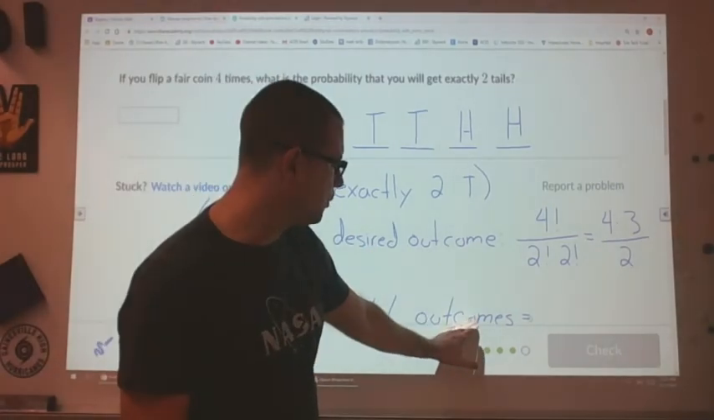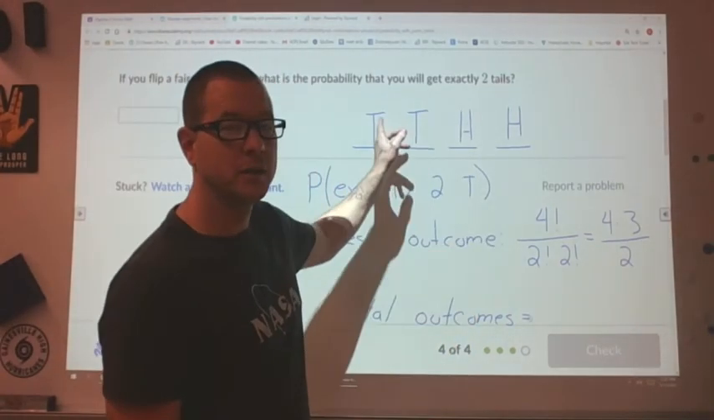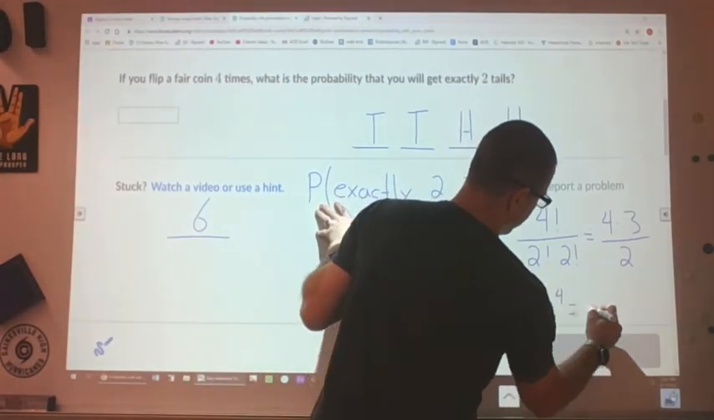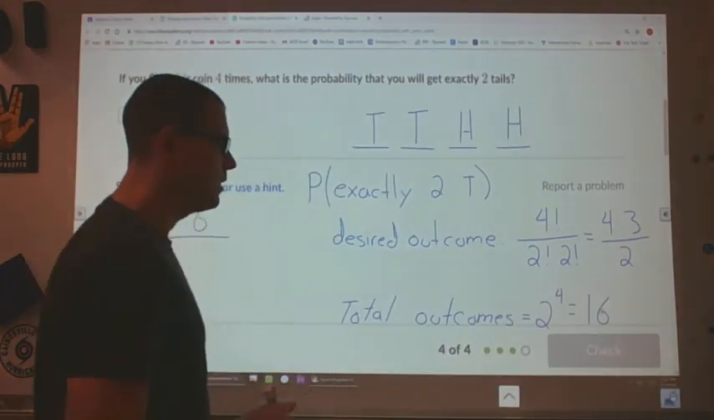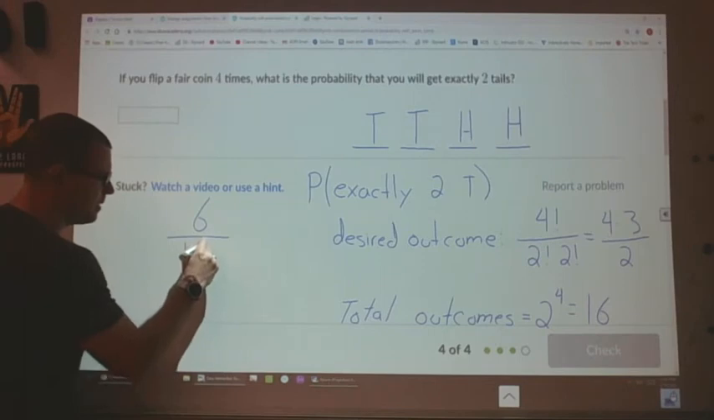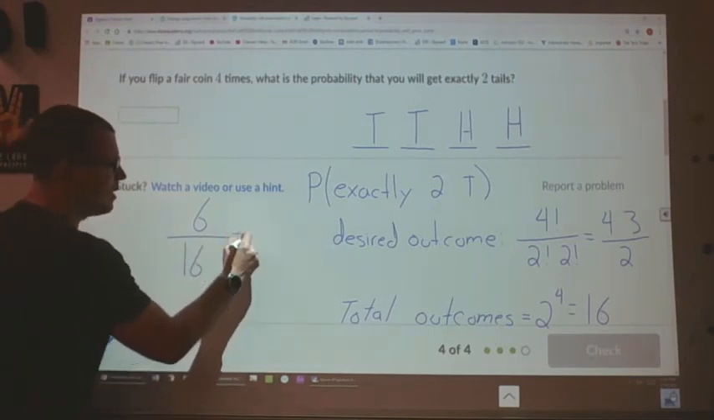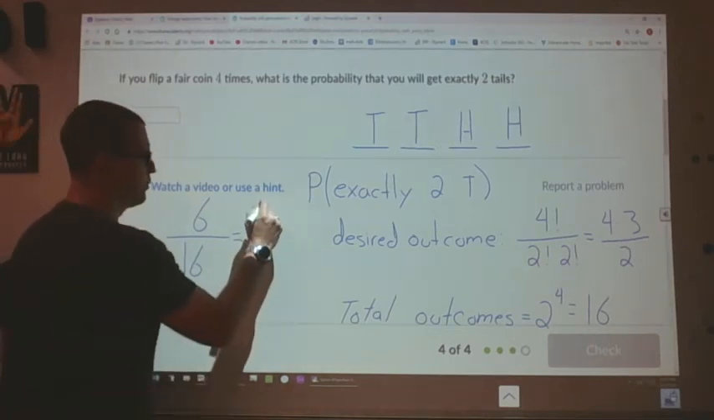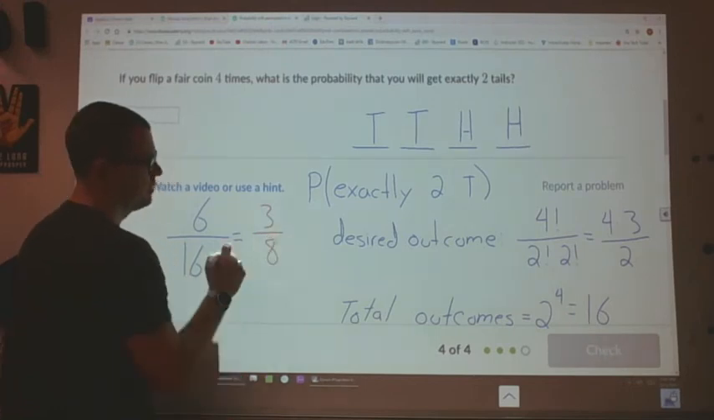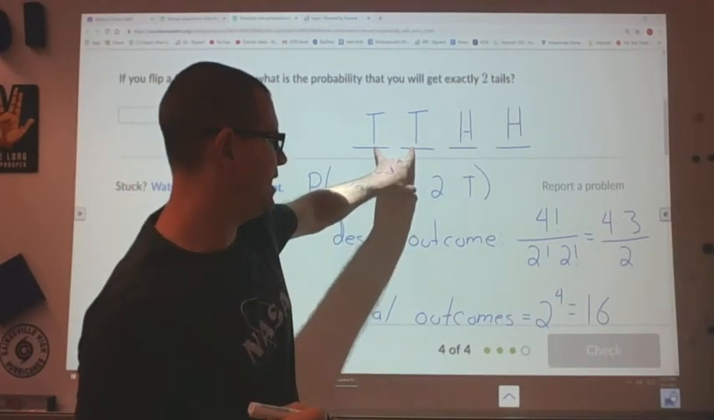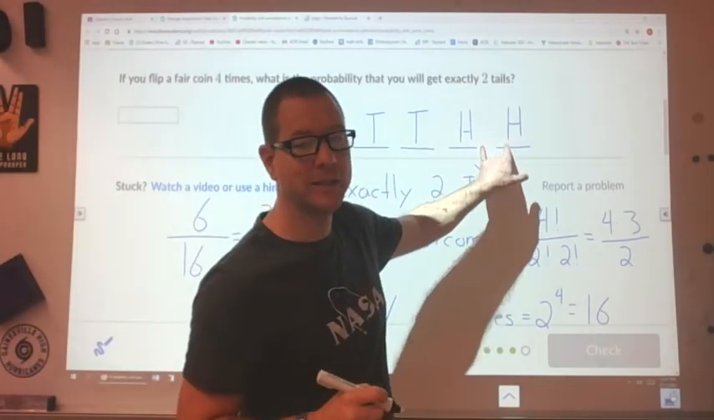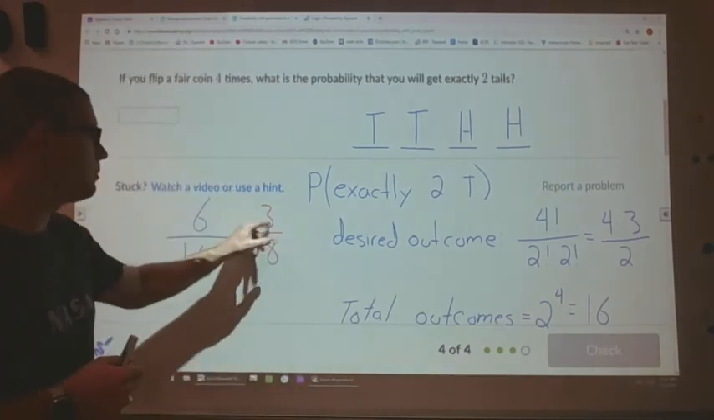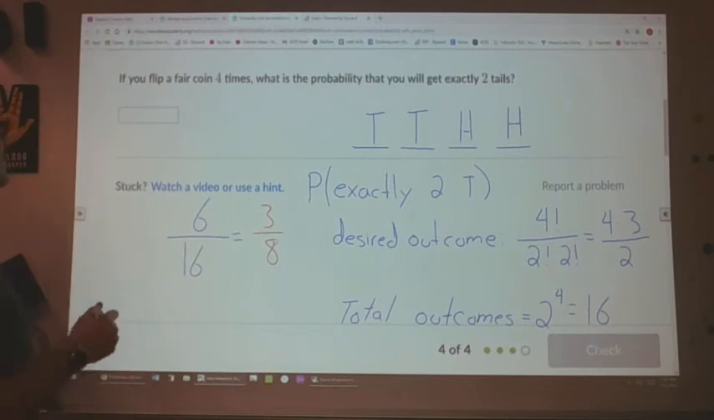So to find the total number of outcomes, we're just going to multiply those together. 2 times 2 times 2 times 2, or 2 to the 4th, which is 16. 16 total outcomes, 6 of them will give me the desired outcome of exactly 2 tails. And so we can reduce that to 3/8. So even though we want exactly 2 tails and exactly 2 heads, and you might think, oh, it's 50-50, half and half, turns out the actual probability is a little less than half. It's 3/8.